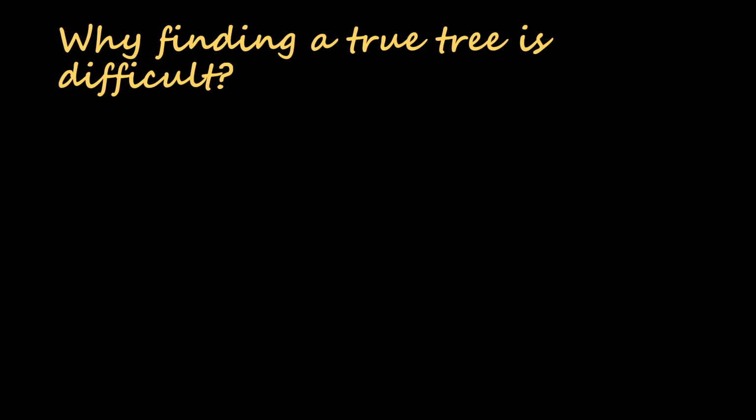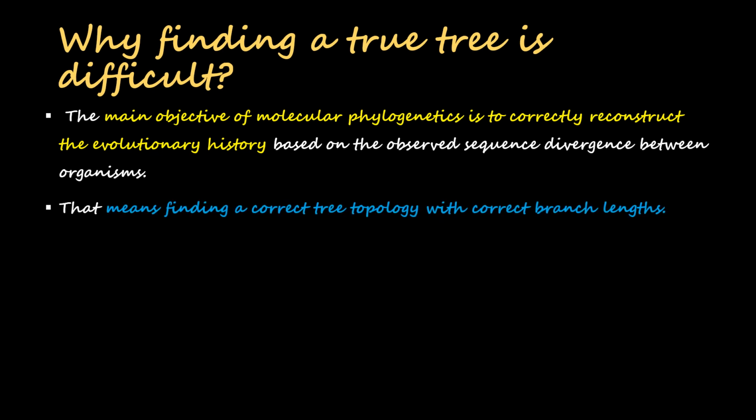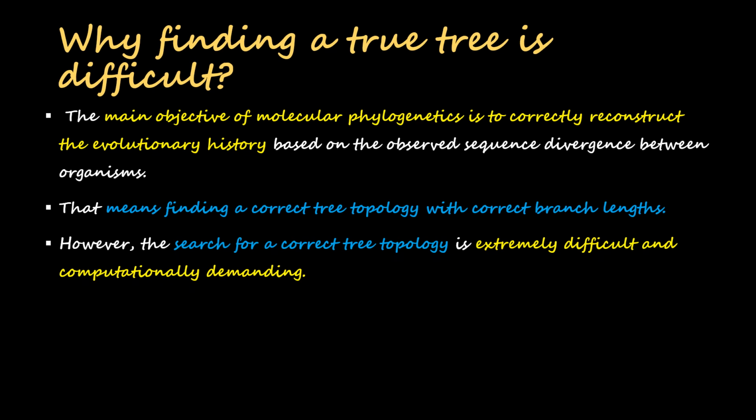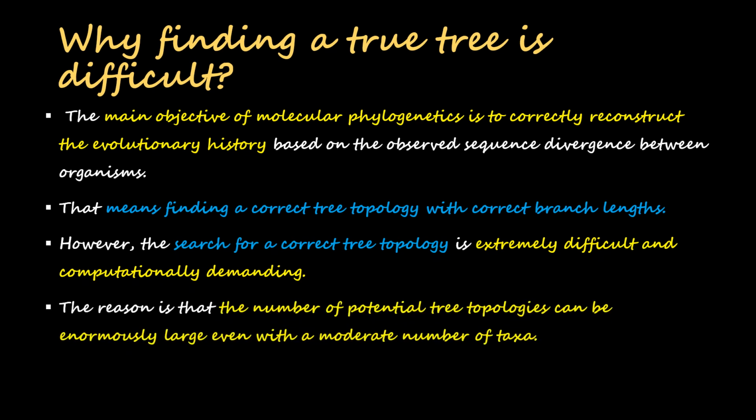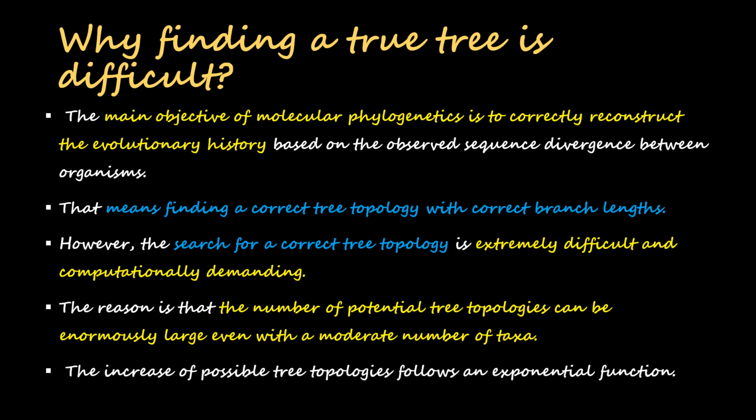Why is finding a true tree difficult? The main objective of molecular phylogenetics is to correctly reconstruct the evolutionary history based on the observed sequence divergence between organisms. That means finding a correct tree topology with correct branch lengths. However, the search for a correct tree topology is extremely difficult and computationally demanding. The reason is that the number of potential tree topologies can be enormously large even with a moderate number of taxa. The increase of possible tree topologies follows an exponential function.